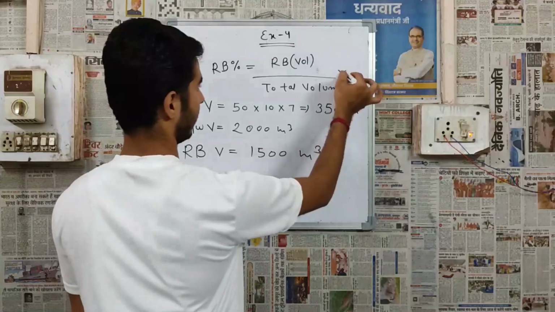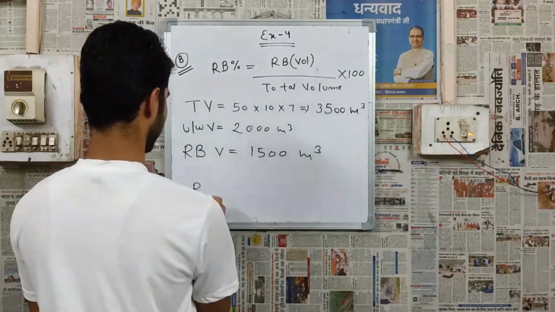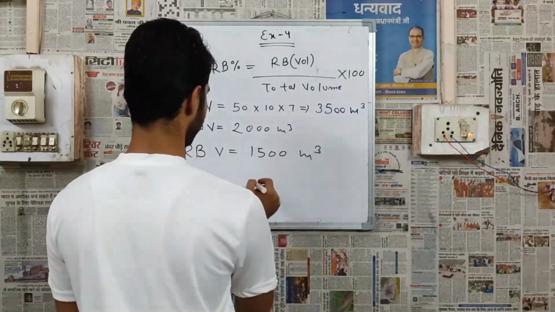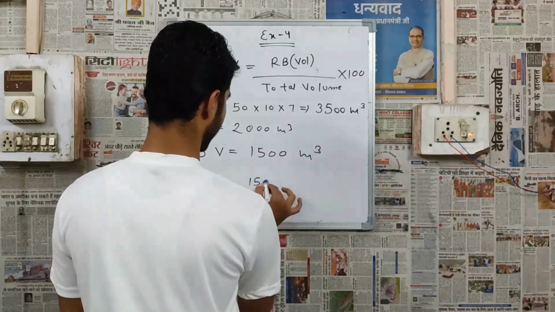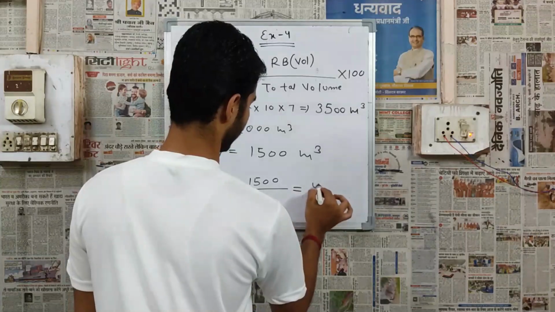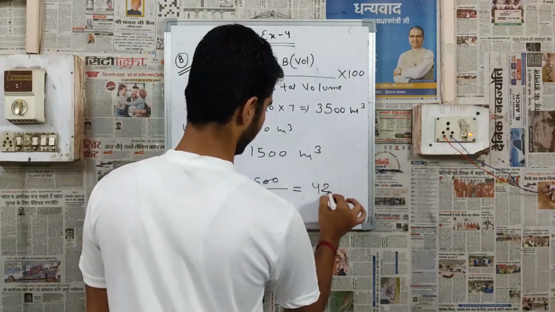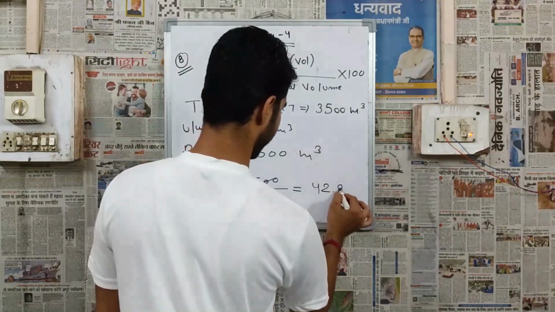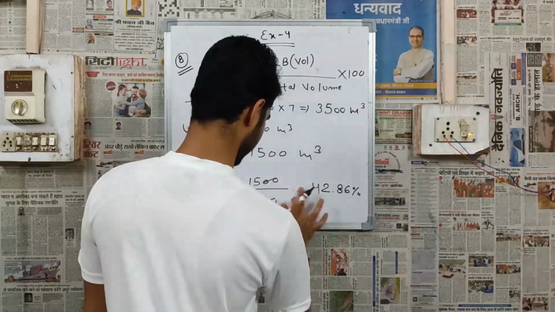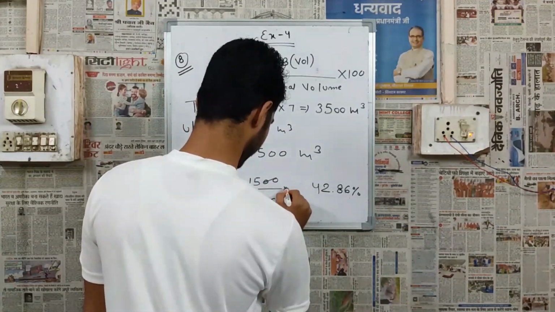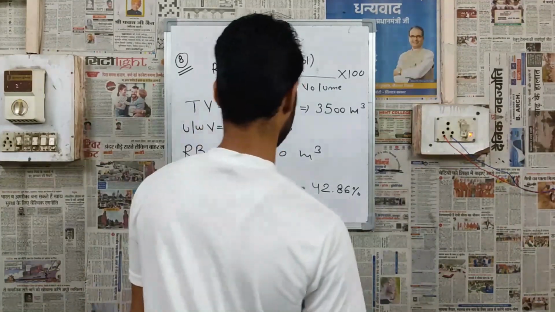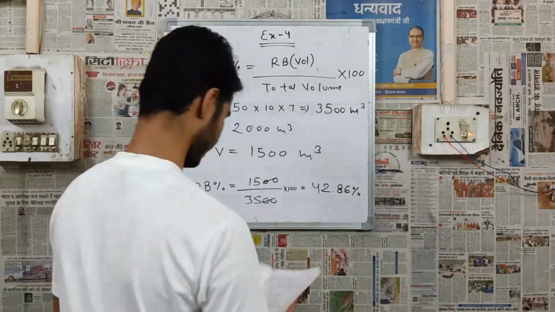Now to find reserve buoyancy percentage, what we have to do is divide this 1500 by 3500, which is almost about 42.86%, and multiply by 100. This is 42.86%.